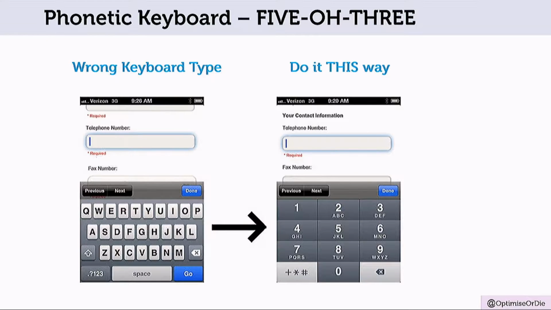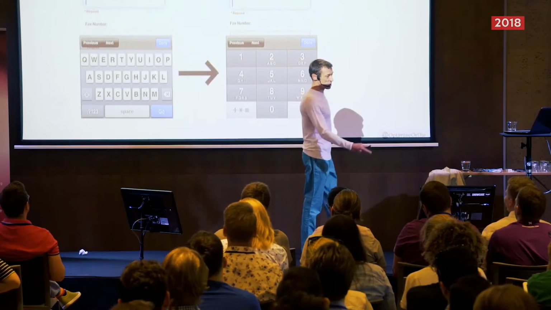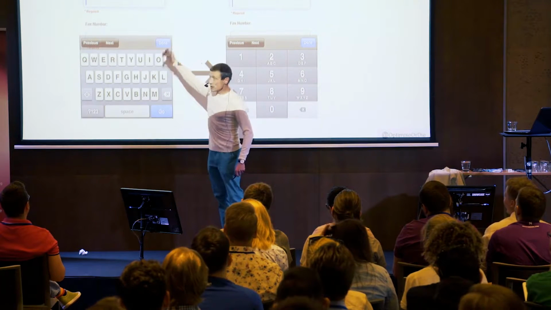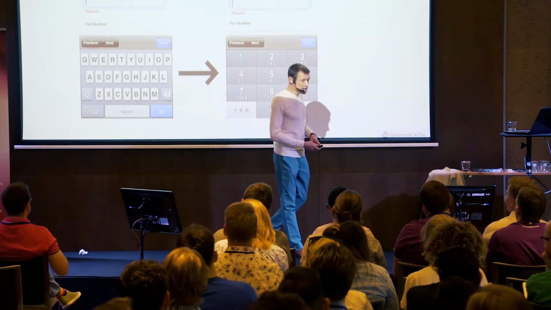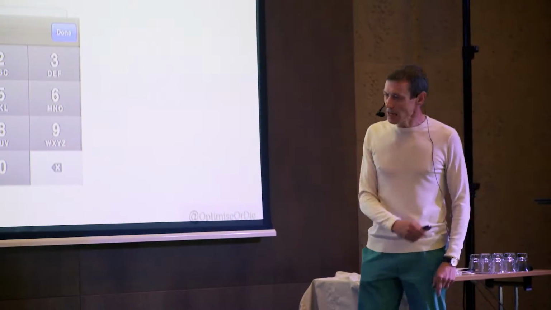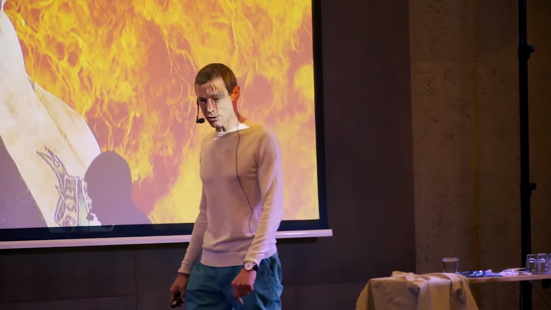No, we'd like you to spell it phonetically using fucking letters, which is why we have given you an alphanumeric keyboard for putting in your telephone number. Idiots. And it's so simple to do, but it makes me so fucking angry.